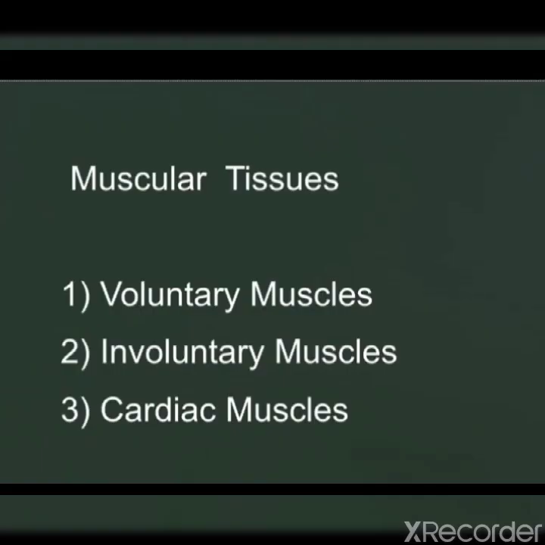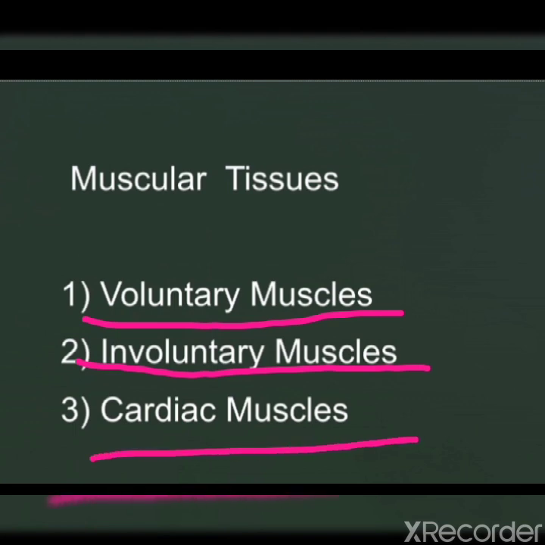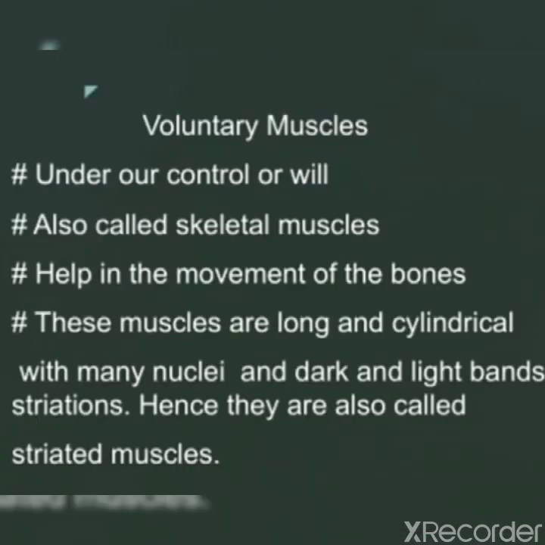On the basis of structure and functions, muscular tissues are divided into 3 types. The first one is voluntary muscles, the second one is involuntary muscles, and the third one is cardiac muscles. First we will discuss voluntary muscles.